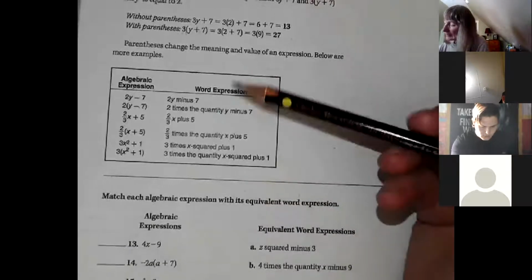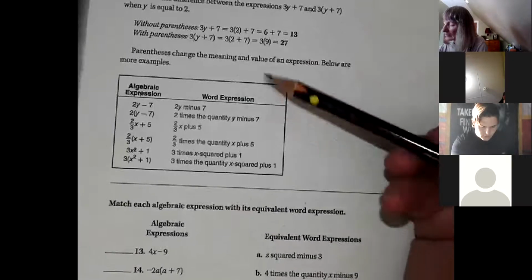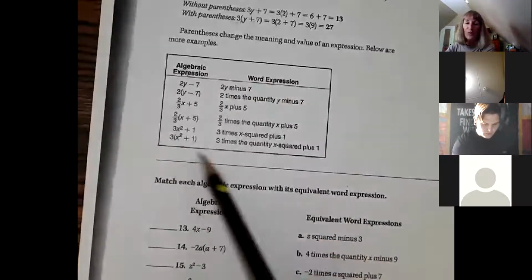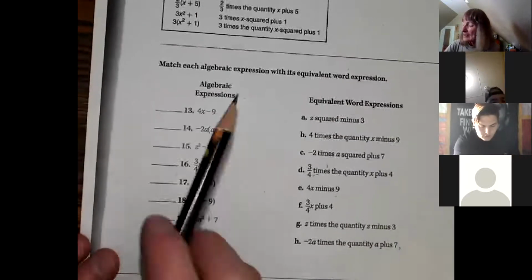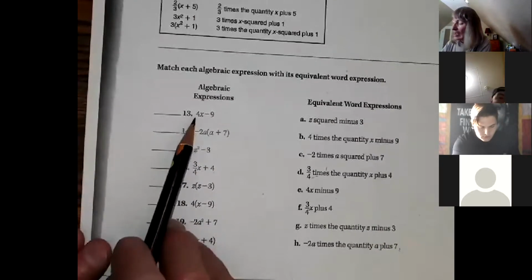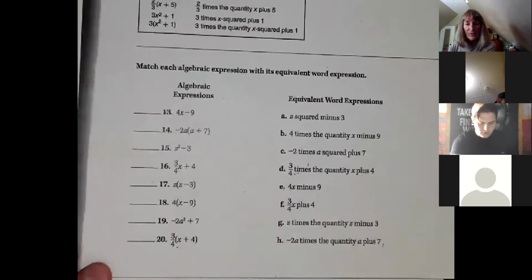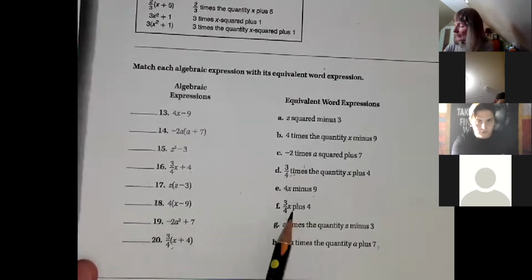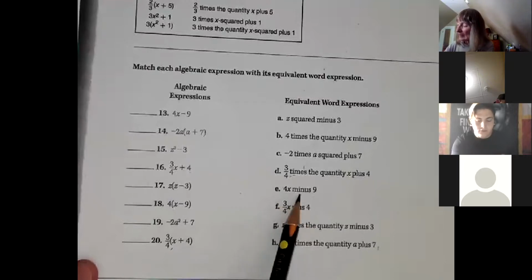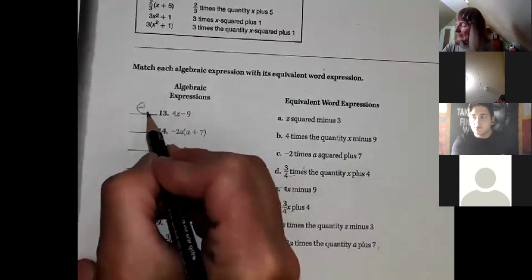Okay, let's see. This is going to help remind you of what to do as we go through here. This means 4 times x and then subtract 9. Oh, look, here's 4 times x minus 9. This is the one that matches up.